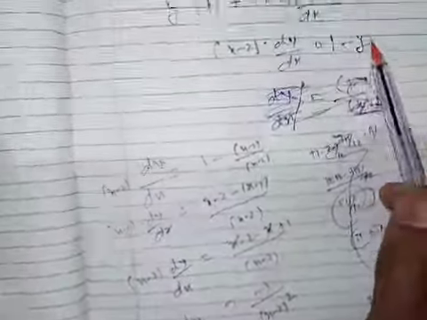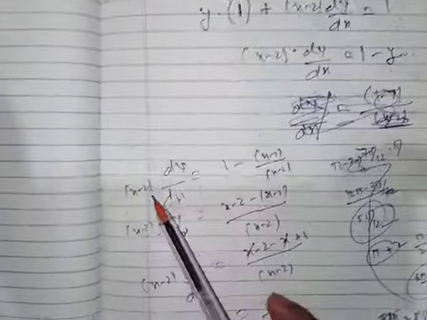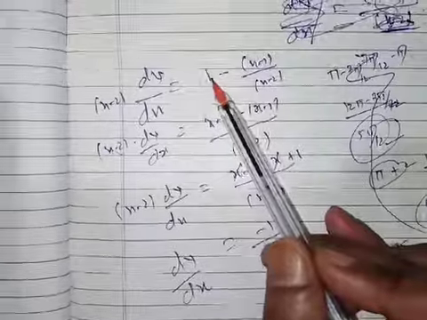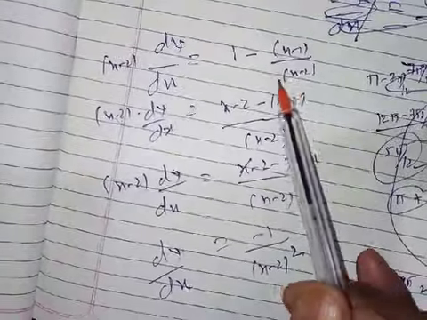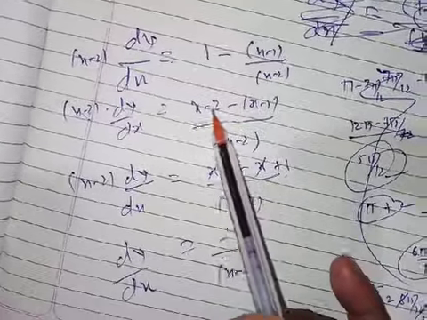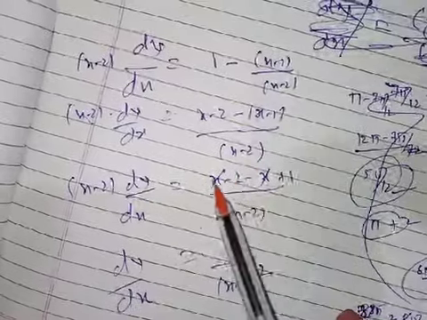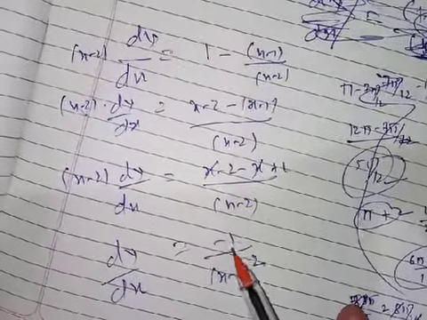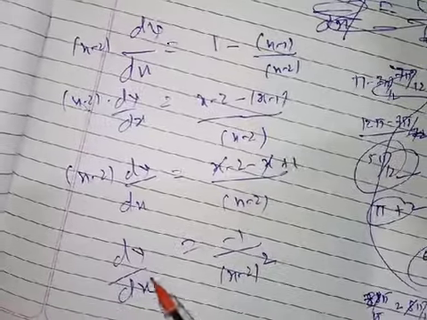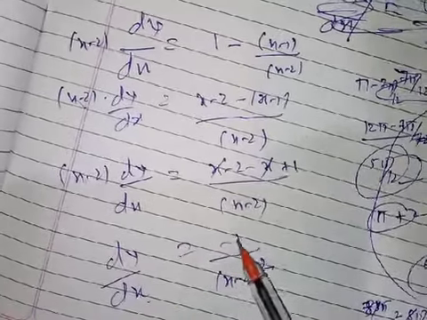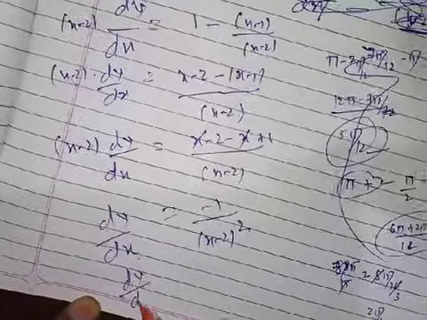Substitute the value of y. Y is x minus 1 upon x minus 2. So x minus 2 dy by dx is equal to 1 minus x minus 1 upon x minus 2. If you take the LCM, x minus 2 minus (x minus 1). Open the bracket, so it will cancel. What you will get is minus 1. And this is also x minus 2, so it will also come in the division. So dy by dx is equal to minus 1 upon x minus 2 whole square.